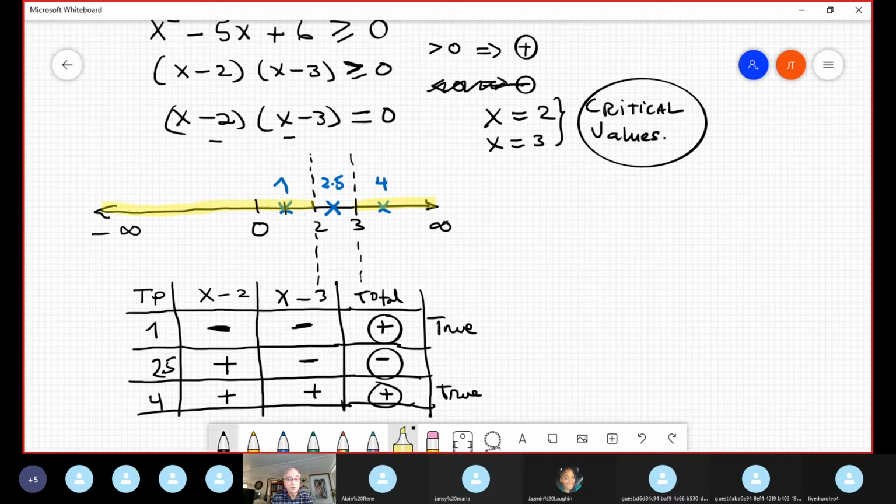Okay? So you include the endpoint, because our original problem is not a strict inequality, it's a combination of inequality and equation. So this is a bracket, sorry, and this is a bracket. And the final answer again we get is from negative infinity, comma 2 bracket, union, bracket 3, comma infinity.